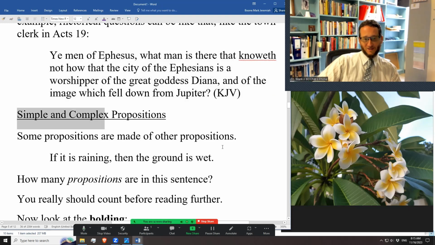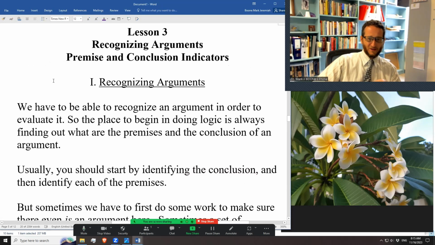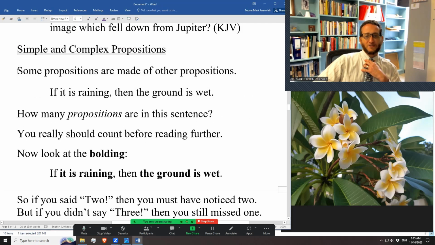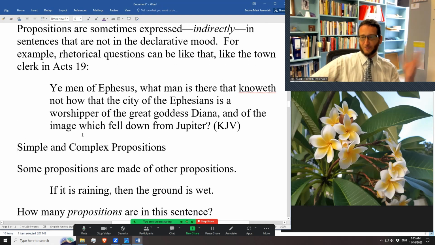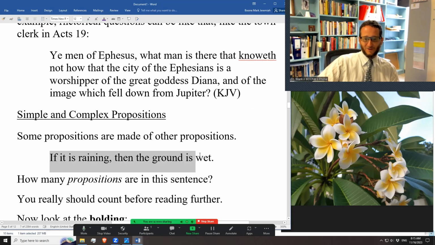And then one more lesson about propositions. One more? I think it's just one more for the end of lesson 2. Some propositions are made of other propositions, like if it's raining, then the ground is wet. How many propositions are there in this sentence? You should count before reading further. Oh, well, I may have ruined it for you, but pause the video if you haven't and read this for yourself. If it's raining, then the ground is wet. How many propositions are there?